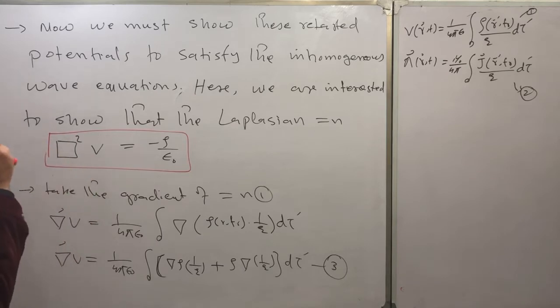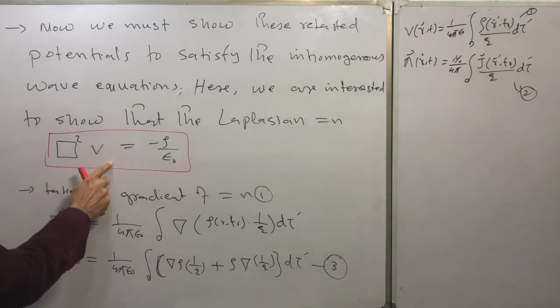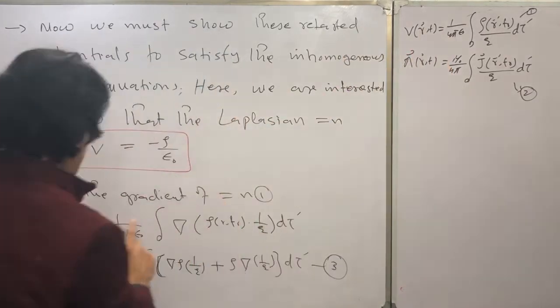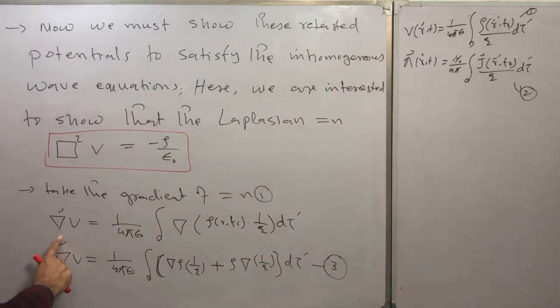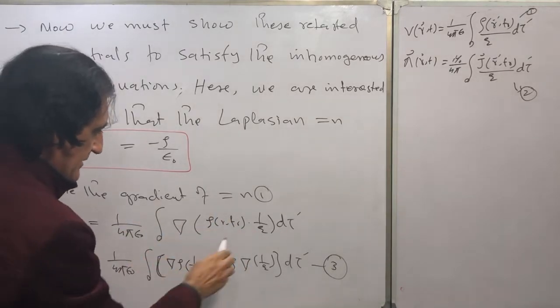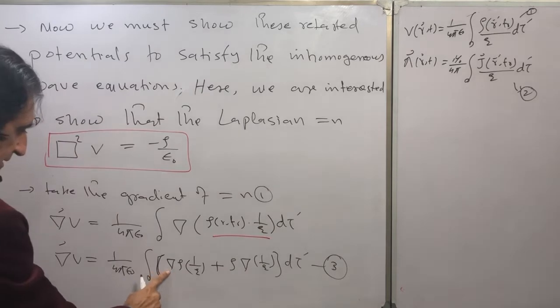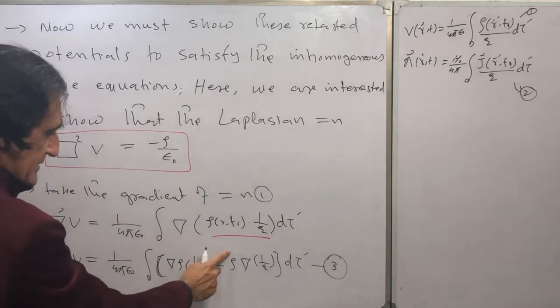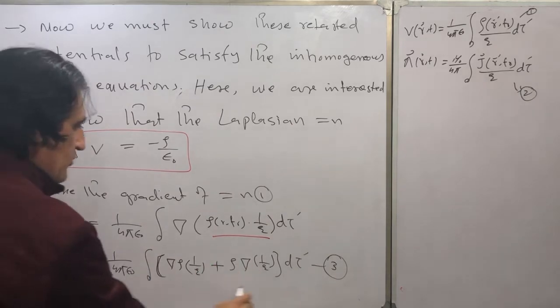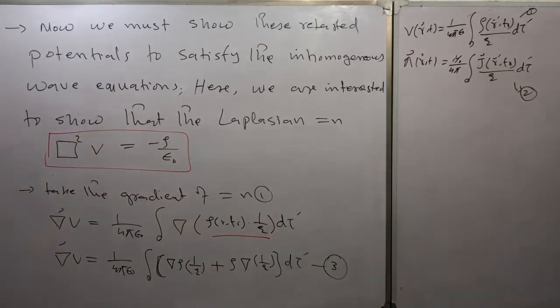To satisfy this equation, we consider equation number 1 and take the gradient of this. So the gradient of this is equal to this. This is the product rule: del rho times 1 over curly r plus rho times del of 1 over curly r, d tau prime, and this is equation number 3.